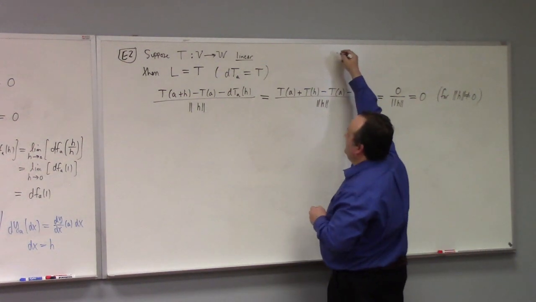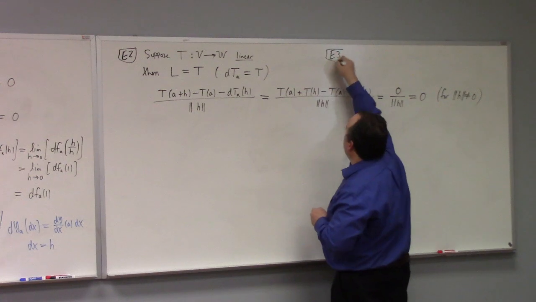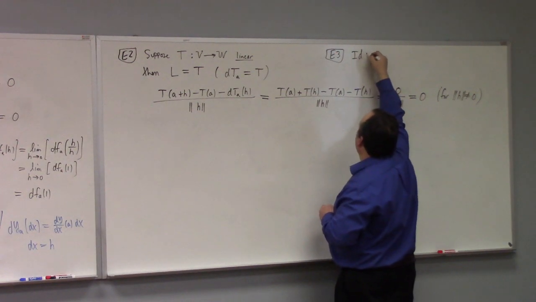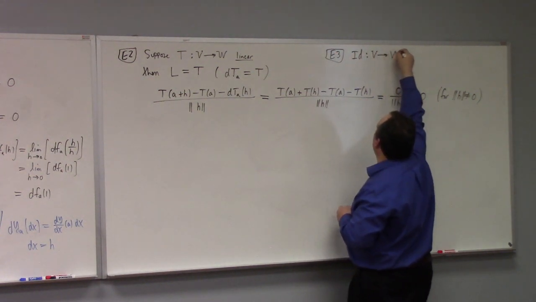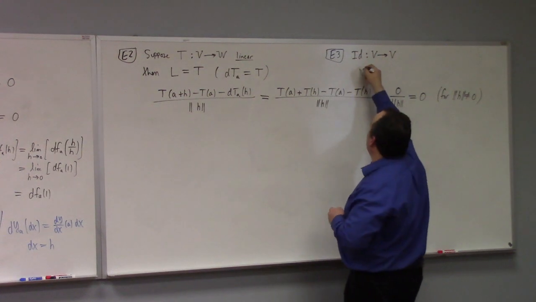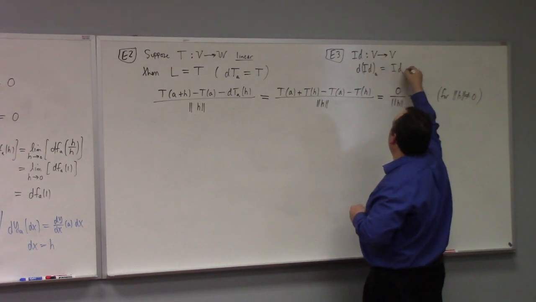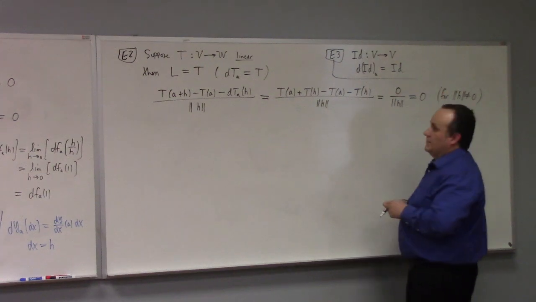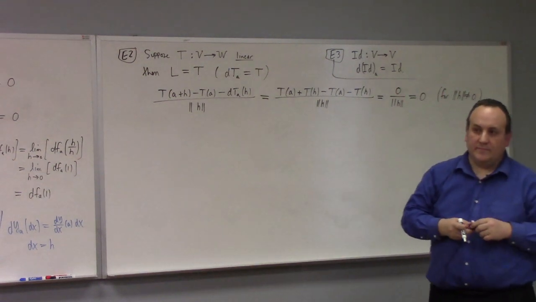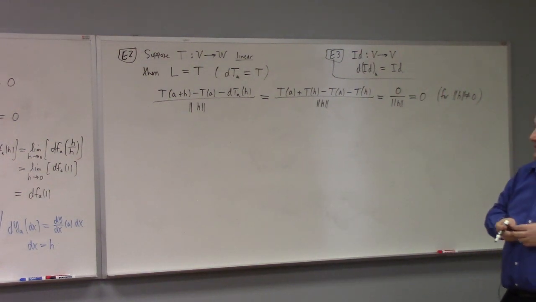A specific sub-example of this, how about the identity function? The identity function is a linear function from a vector space to itself, right? So this example is a sub-example of that. The differential of the identity at a point a is the identity. So the differential of the identity is the identity.